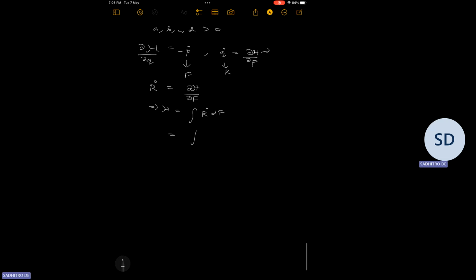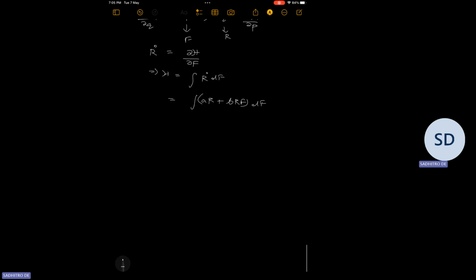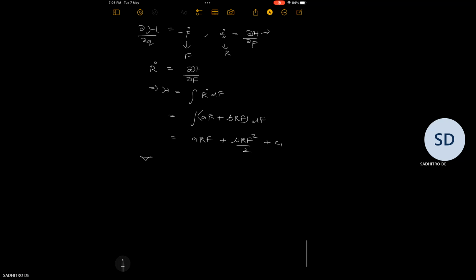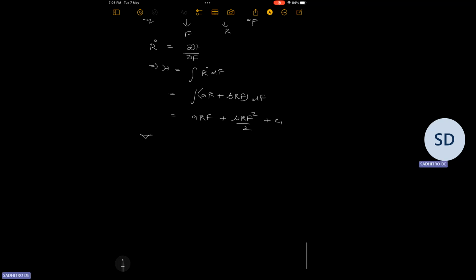So this is partial integration with respect to F. So it's A R F plus some constant c1, and then you also have F dot equal to.